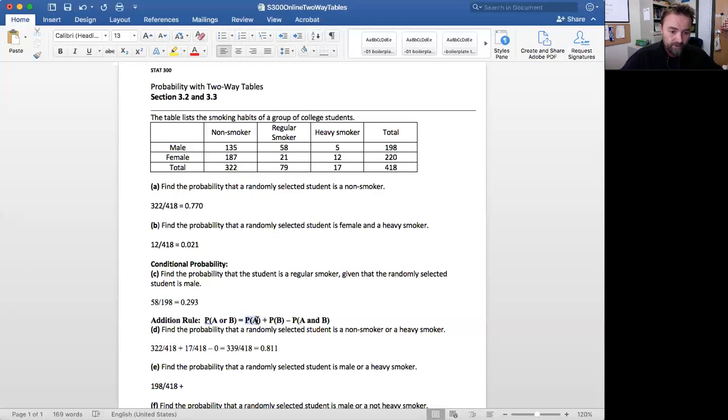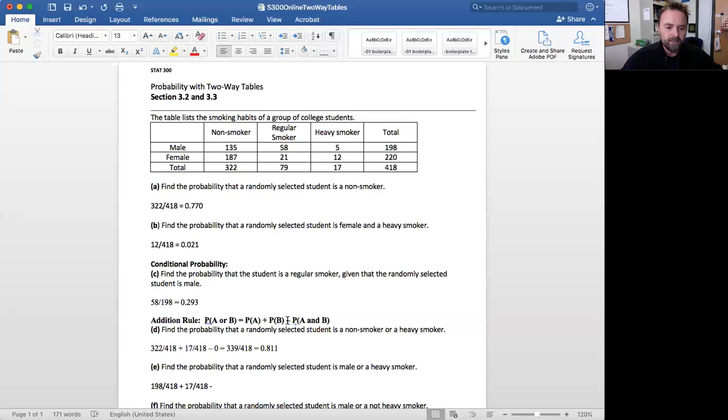Now there's your probability of A, right? Plus is the or probability of B, the probability that a student is a heavy smoker. Go for your totals. Total of 17 heavy smokers divided by 418.